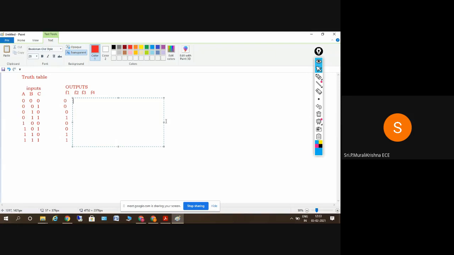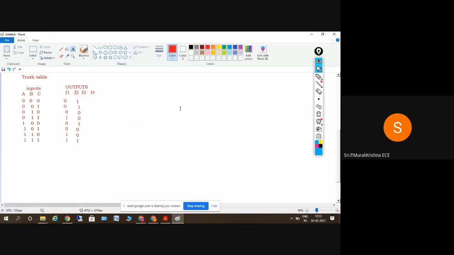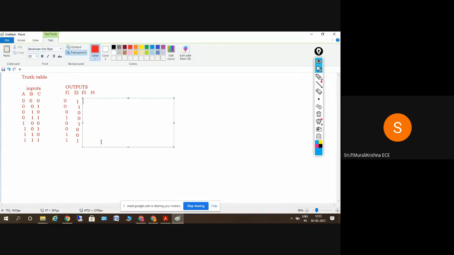Coming to F2. What is F2? F2 of ABC is equal to sigma of 0, 1, 4. So for 0 it is 1, for 1 it is 1, and for 2 and 3 it is zeros. For 4 it is 1, and the remaining are zeros. Okay, and F3. F3 of ABC is equal to sigma of 0, 2, 5, 6. So for 0 it is 1, for 1 it is 0, for 2 it's 1, for 3 and 4 it's 0, for 5 it's 1, for 6 it's 1, and for 7 it is 0.